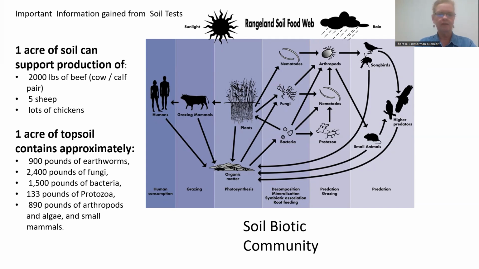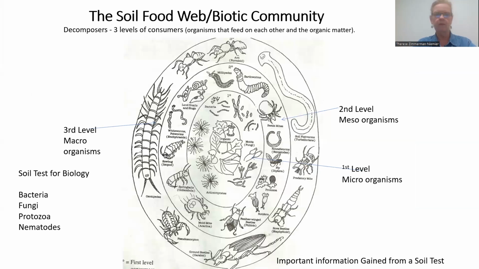And if you look at these numbers of how much support we're talking about, thousands of pounds altogether of the biology that lives in the soil. So the key is organic matter in the support of this system, from the very smallest to the very largest of organisms. And if we look at the layers, always in the middle, we find the organic matter.